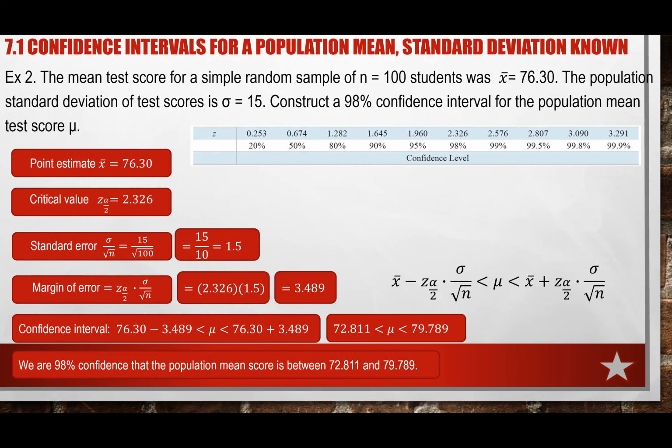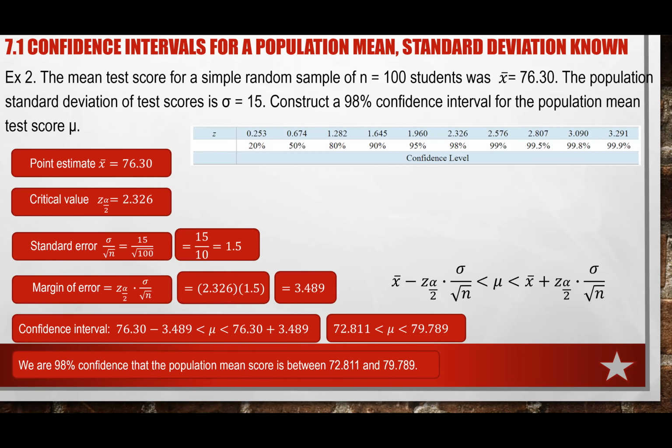And this is what we interpret. Most of the time you will say: we are 98% confident that the population mean will be between these two values, 72.811 and 79.789. So again, that's basically what we will do in this chapter 7.